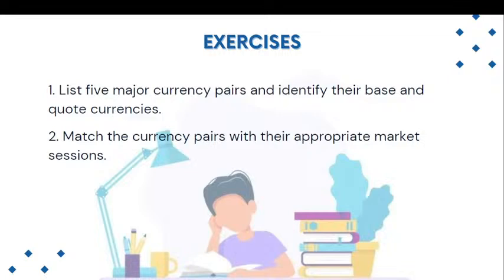Exercise number 1: list 5 major currency pairs. Remember, majors are the currency pairs that have what and what, guys? Can I see a comment there? Okay, one of the top leading economy powers paired up with the US dollar. Example, EURUSD, GBPUSD. So list 5 and identify the base and the quote currency. That's it. Number 2: match the currency pairs with their appropriate market session. Let's say we have, for example, AUDJPY. You mark it with the appropriate trading session. All these exercises are to make you evolve as a trader advancing forward.